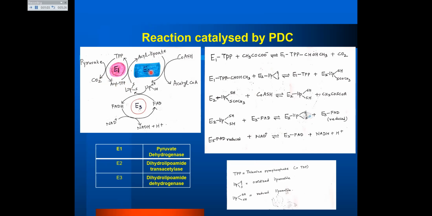Followed by this, the E2 enzyme catalyzes the next step of the reaction, which involves the transfer of the acetyl group from acetyl dihydrolipoamide to coenzyme A in order to form acetyl coenzyme A, and dihydrolipoamide in its reduced form is also formed by the action of E2.